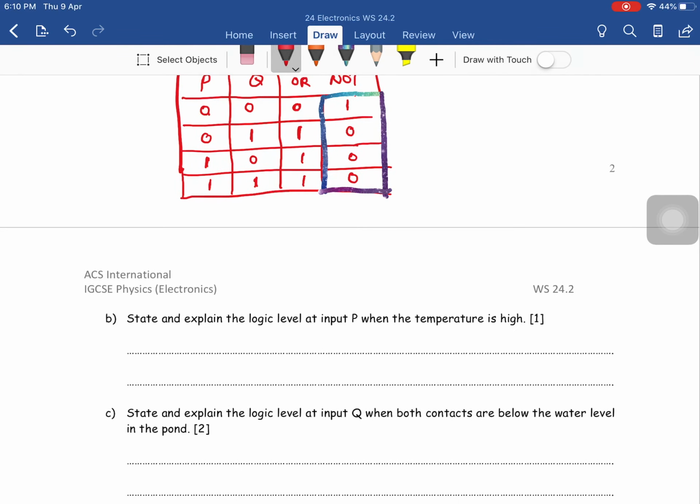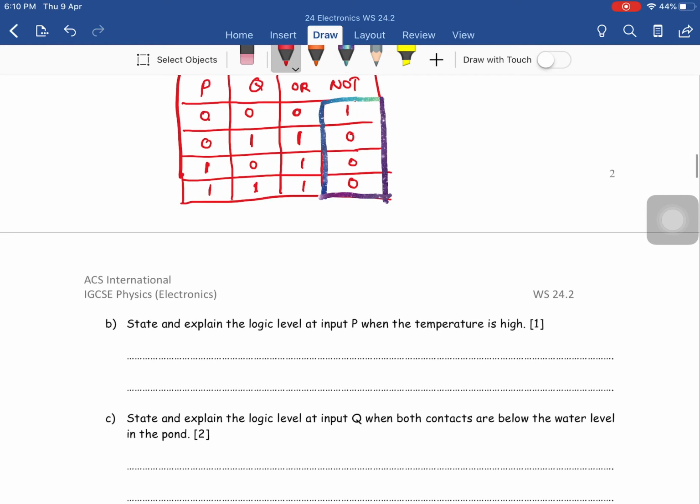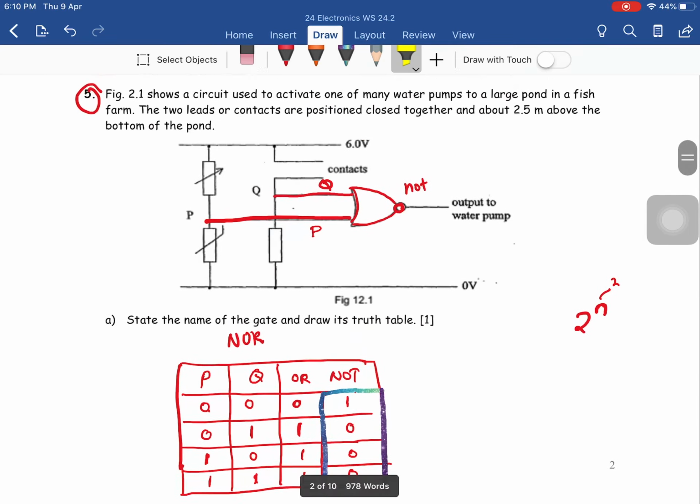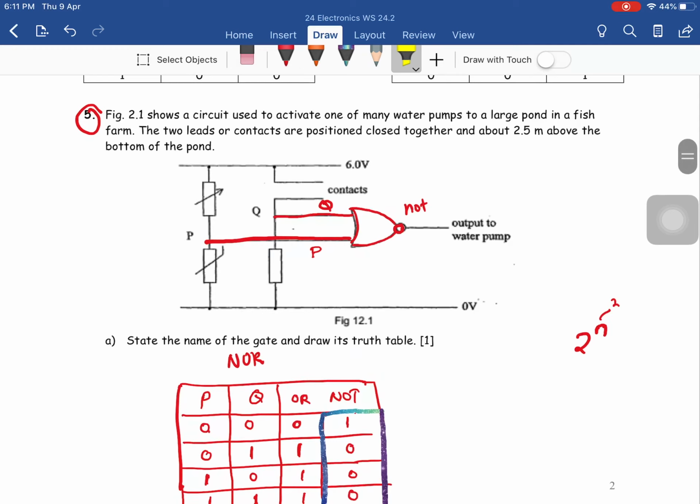Now part B, state and explain the logic level at input P when the temperature is high. So I want to state and explain logic level at P when temperature is high. Now let's take a look at this. What did they tell us? In the question they just tell us that this circuit is used to activate one of the many water pumps to a large pond, right?